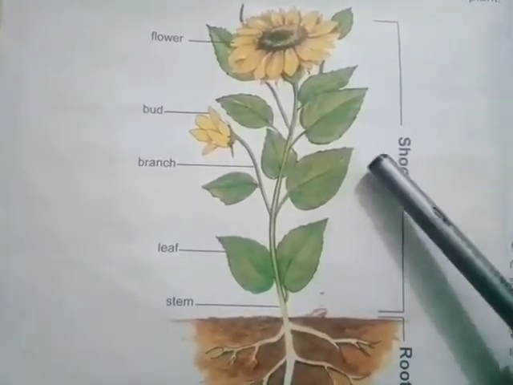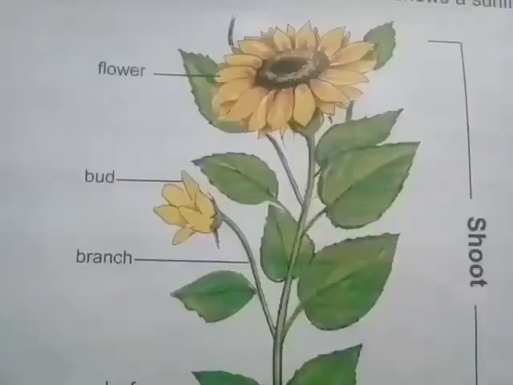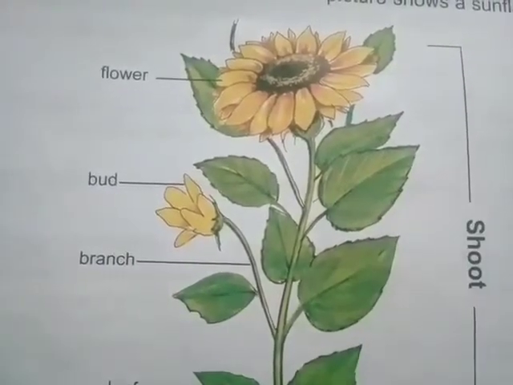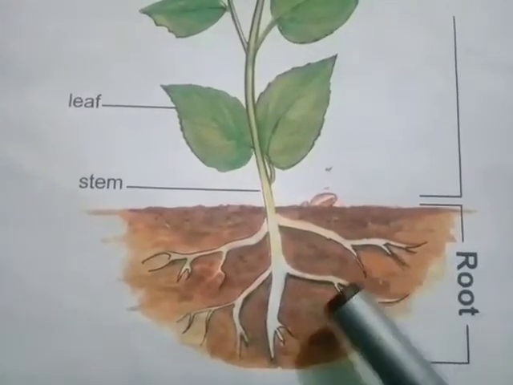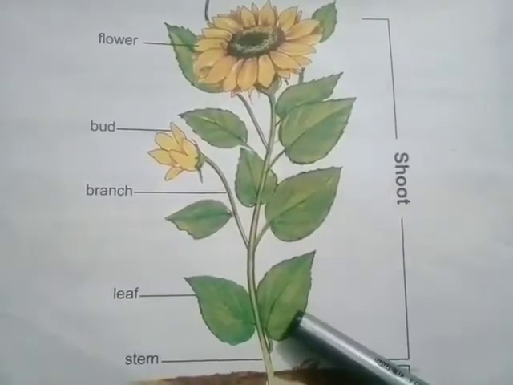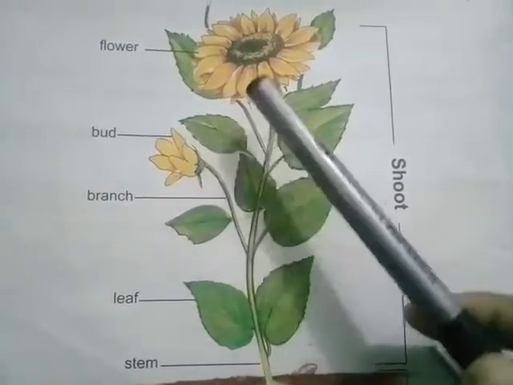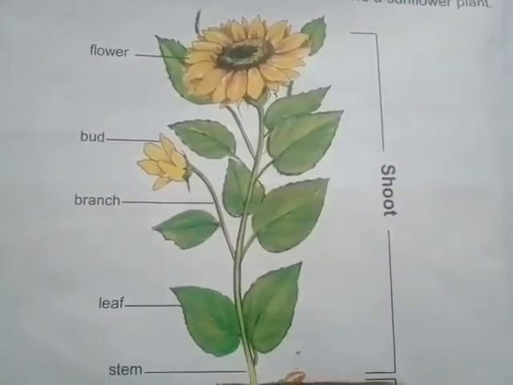A plant is divided into two main parts, the shoot and the root. The shoot is the portion of the plant that grows above the ground. And the root is the portion of the plant that grows below the ground. And the shoot is further divided into many parts: stem, leaf, branch, bud, flower, and fruits.